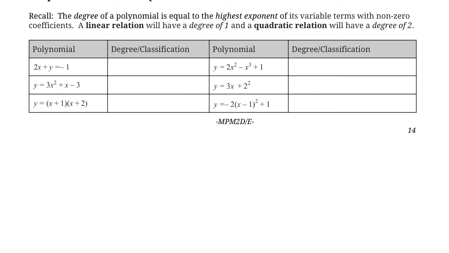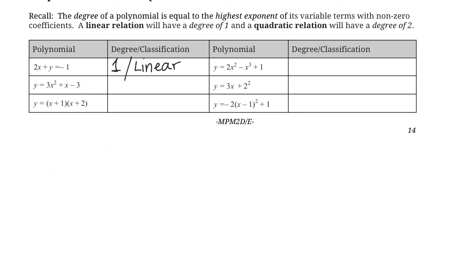So if we take a look at the first equation that we're given, which is 2x plus y equals -1, we want to make sure that we have our equation in the right format. So this one actually needs a little bit of rearranging, and I'm going to bring the 2x over to the right-hand side. And by doing so, I'm putting it into y equals mx plus b format. And now if I take a look at the variable x and the exponent that is attached to it, we've got an exponent of 1. And so with a degree of 1, we can say that this is a linear relation.